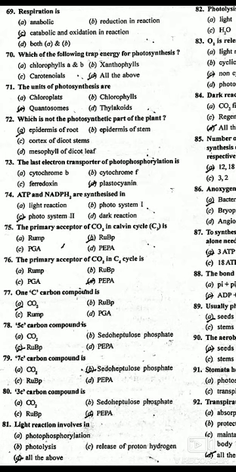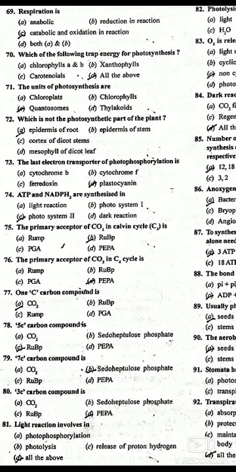71. The unit of photosynthesis is quantasome. 72. Which is not the photosynthetic part of the plant? Epidermis of root. Option A. 73. The last electron transport of photophosphorylation is D, plastocyanin. 74. ATP and NADPH2 are synthesized in photosystem second. Option C. 75. The primary acceptor of CO2 in Calvin cycle C3 is ribulose bisphosphate.